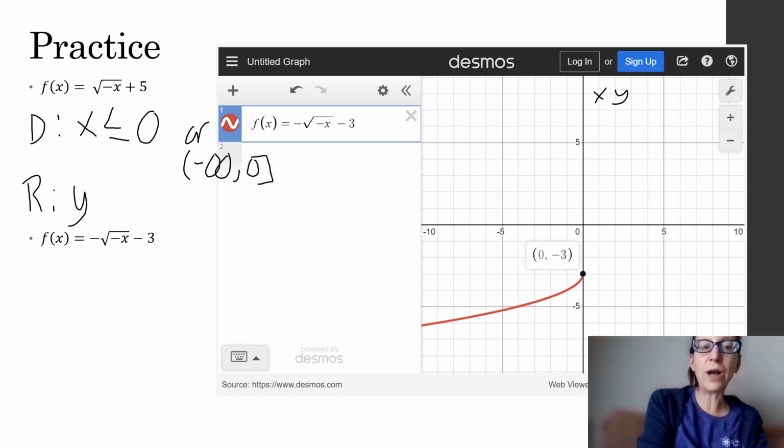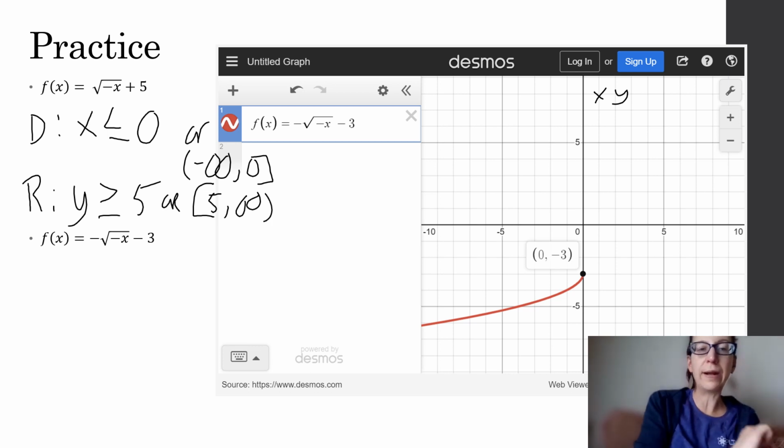And then range, the y's are going up. So that would be y is greater than or equal to 5. Or your interval notation would be starting at the 5 and going to infinity. All right.